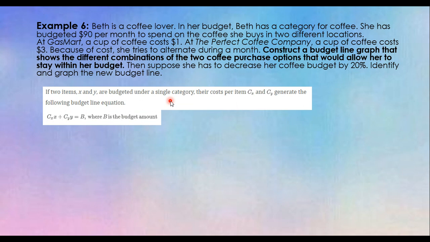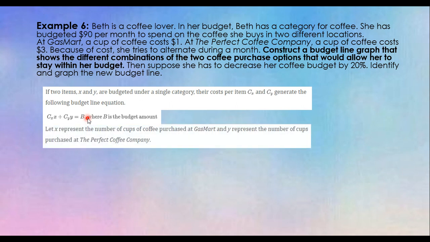The cost of one times the amount plus the cost of the other times the amount equals B, which is the budget. This is just a fancy way of saying a cost times X plus a cost times Y equals my budget for 2 different locations, location X and location Y. We're going to make it relative here. So let X represent the number of cups of coffee she purchases at Gas Mart, and let Y represent cups purchased at the Perfect Coffee Company.